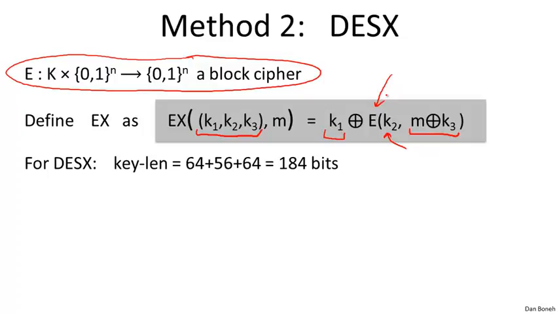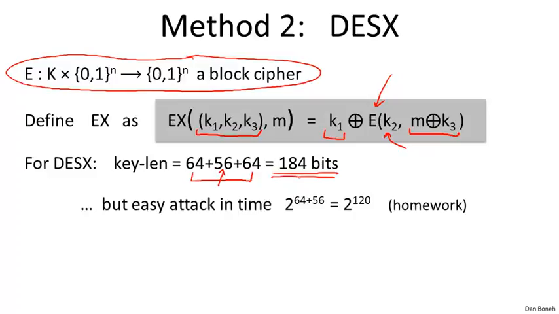The key length for this is, well, we got 2 keys that are as long as the block size, and we got 1 key that's as long as the key size, so the total is 184 bits. Now, it turns out the best attack that's known is an attack that takes time 2 to the 120, and it's fairly simple. It's a generic attack on EX. It will always take time, basically the block size plus the key size, and it's a simple homework problem for you to try to figure out this attack. I think this is a good exercise.